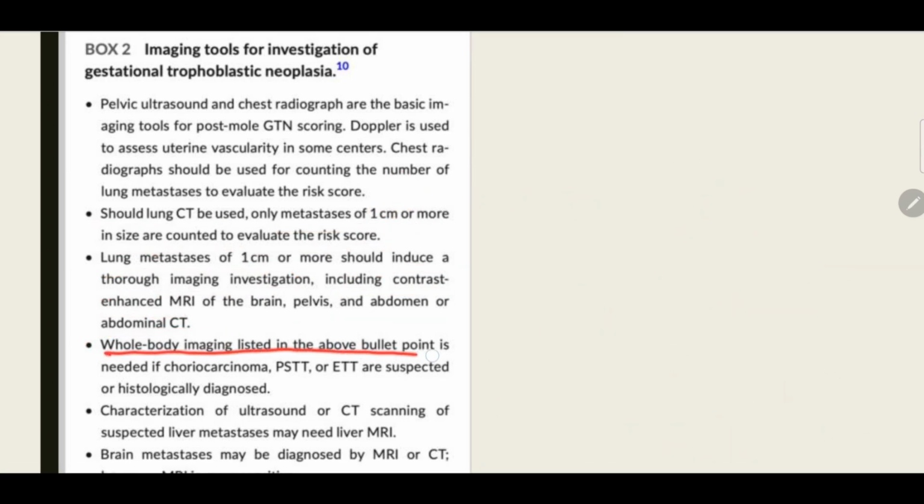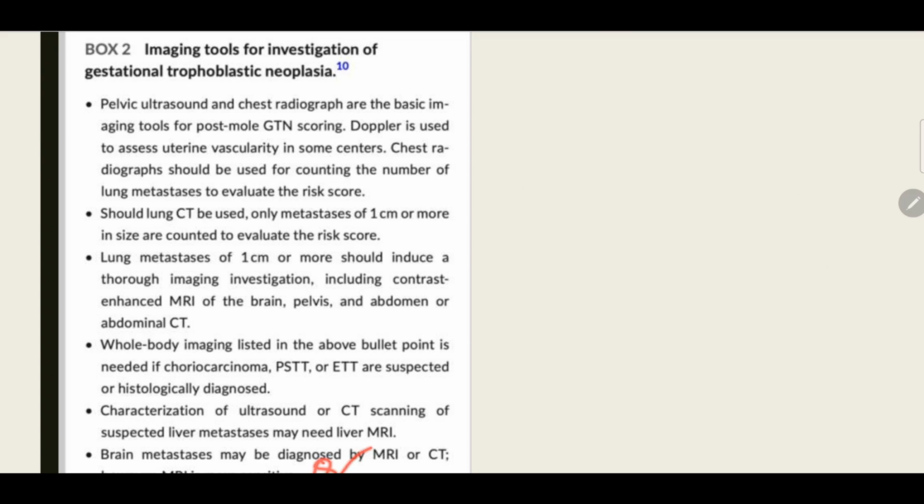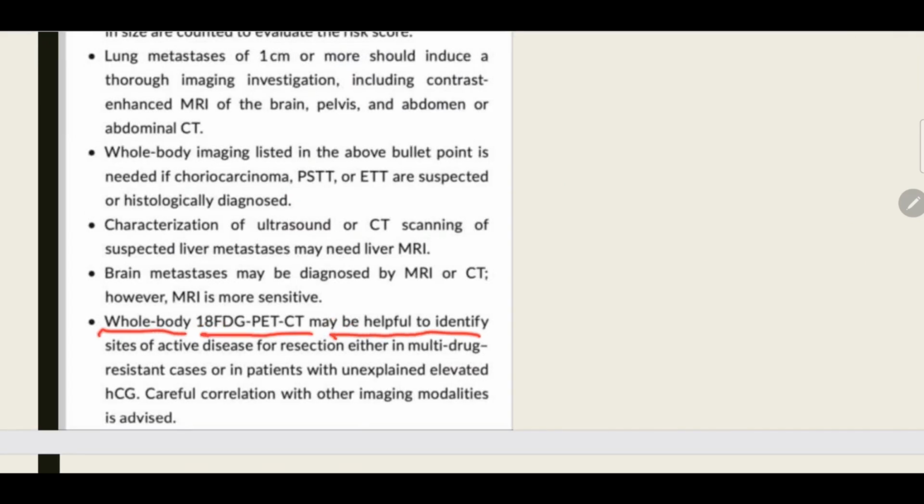Whole body imaging listed in the above bullet point is needed if choriocarcinoma, PSTT or ETT are suspected or histologically diagnosed. Characterization of ultrasound or CT scanning of suspected liver metastasis may need liver MRI. If any lesion shows in liver, then you have to do liver MRI. Brain metastasis may be diagnosed by MRI or CT. However, MRI is more sensitive than CT. Whole body scan may be helpful to identify sites of active disease for resection, either in multi-drug resistance cases or in patients with unexplained elevated hCG. Careful correlation with other imaging modalities is advised.